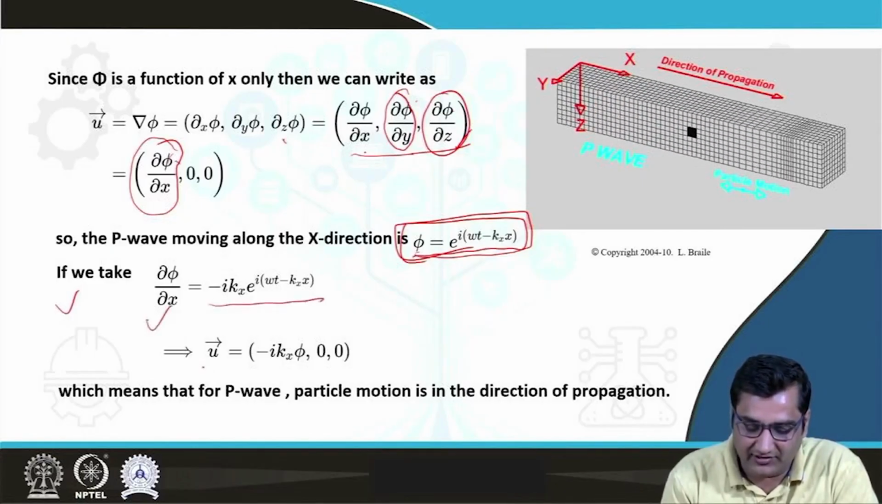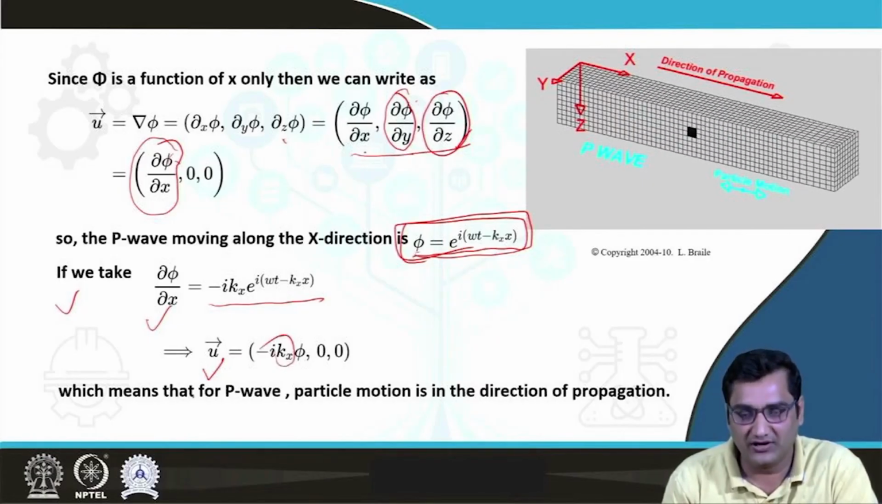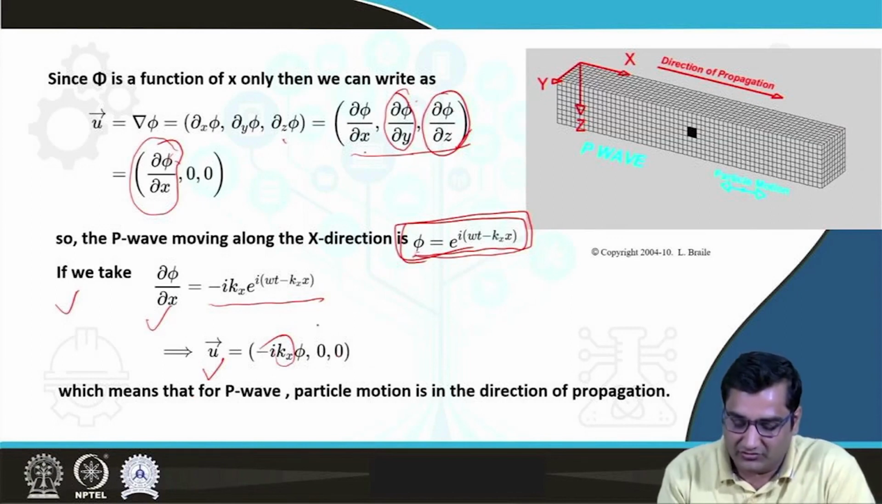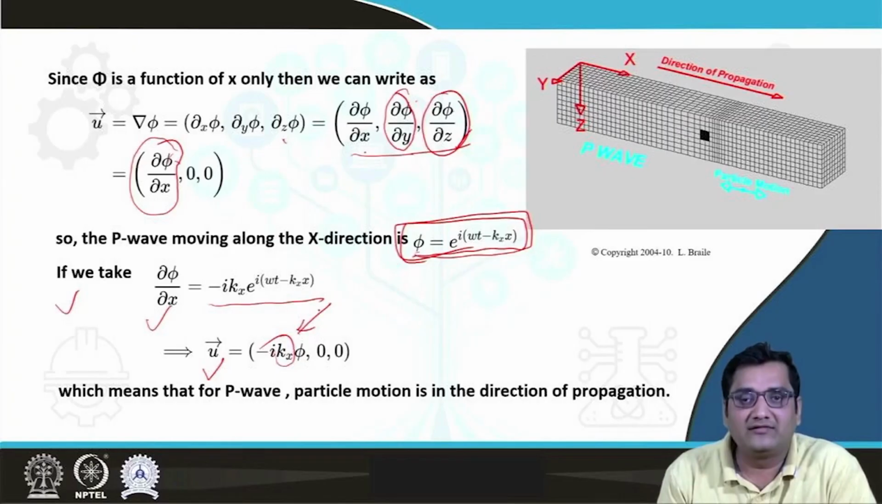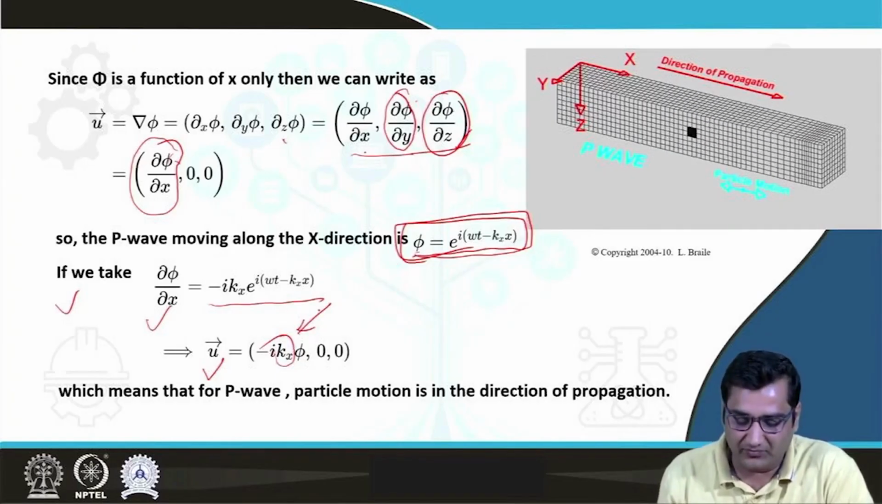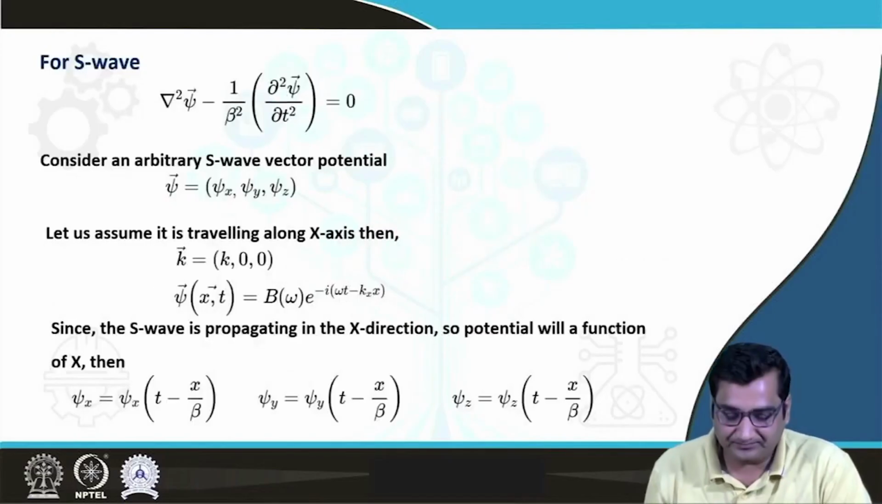That means your displacement vector will become minus iota kx phi, where kx is the wave number along the x direction, because the wave is traveling in the x direction only, comma 0, comma 0. So the only non-zero component that you are getting is in the x direction, which means for the P wave, particle motion is in the direction of the propagation.